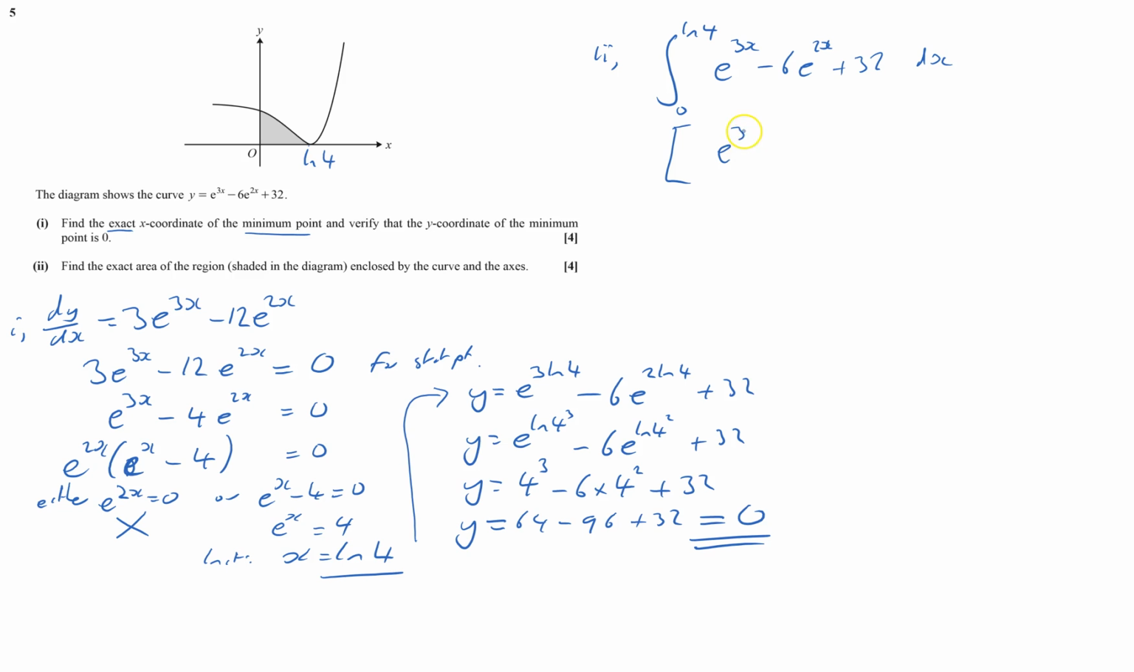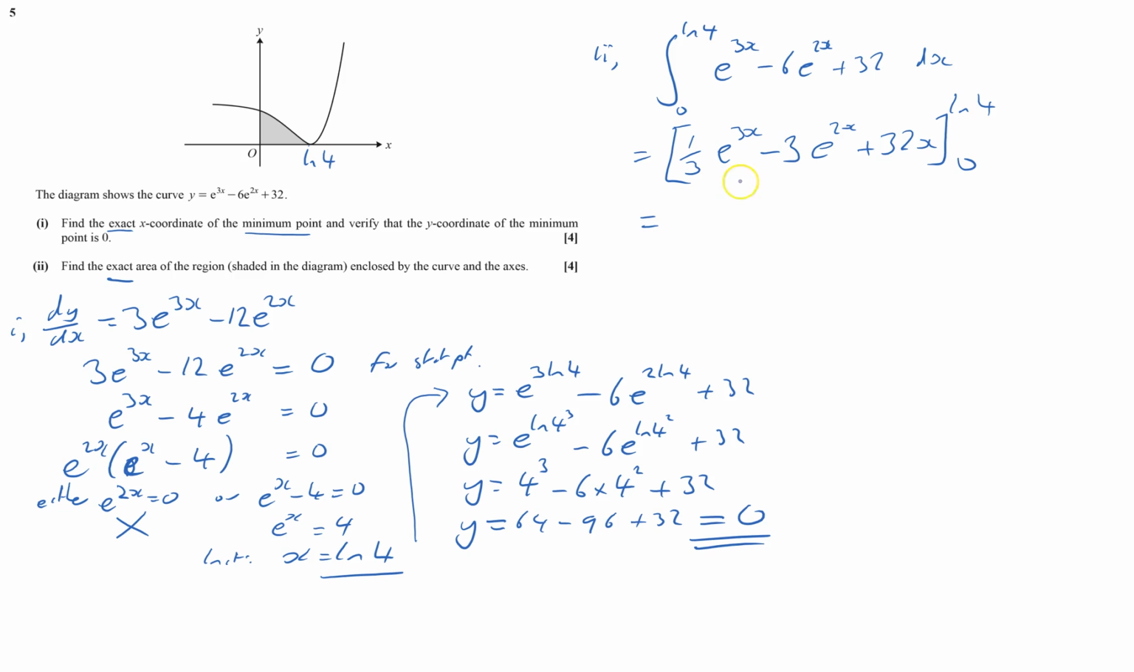The e to the 3x will still stay the same. If I differentiate that, that gives me 3e to the 3x. I don't want that, so it's going to have to be a third, and then minus, that's going to still be e to the 2x. If I differentiate e to the 2x, it gives me 2e to the 2x, and I want 6, so it's going to have to be 3 there, and obviously that's going to be 32x, between the values of ln 4 and 0.